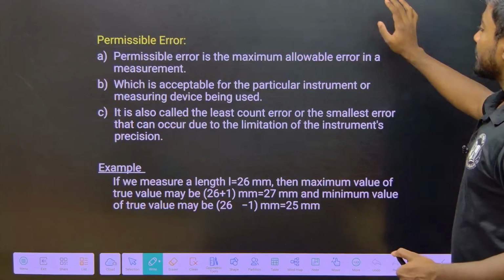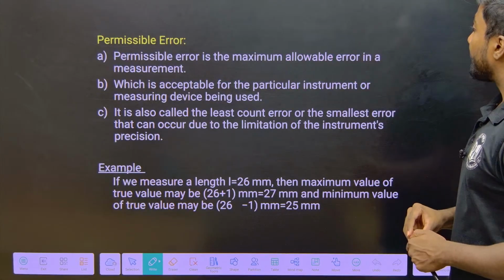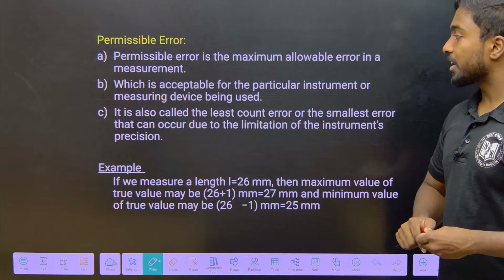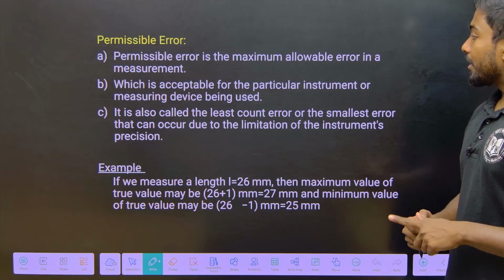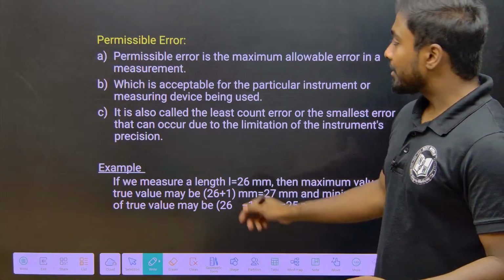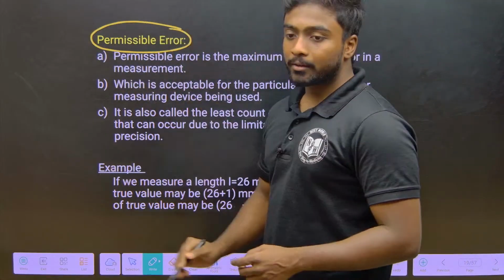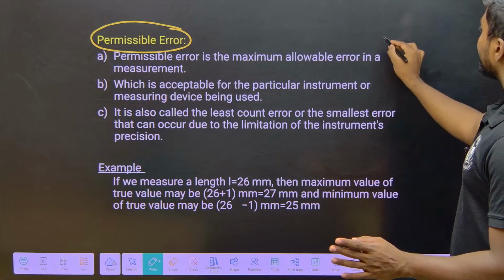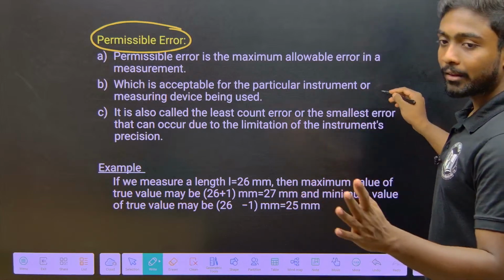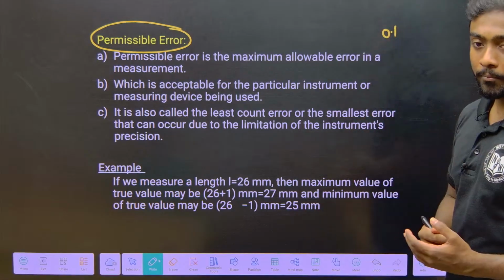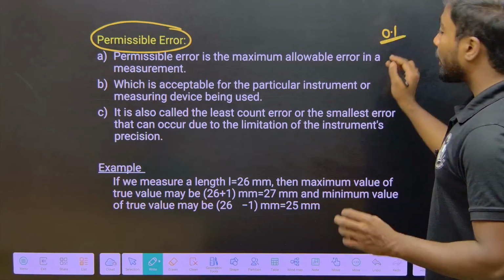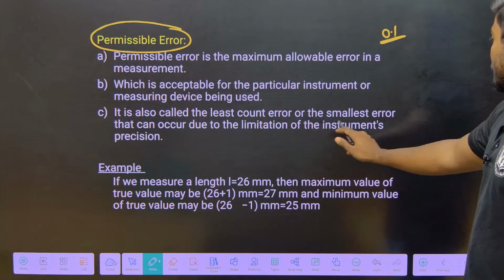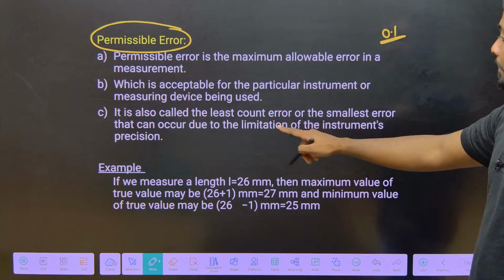Okay. Next is permissible error. Permissible error is the maximum allowable error in the measurement which is acceptable for the particular instrument or measuring device being used. It is also called the least count. The other name of least count is permissible error, or the smallest error that can occur due to the limitations of the instrument. For example, for a vernier caliper, the least count will be 0.1 centimeter. This is the allowable error for that.